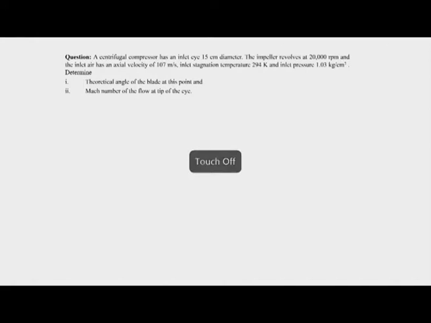So we are given D1, which is 15 centimeter. Then the impeller revolves at 20,000 RPM, so we are given N as 20,000 RPM, and the inlet air has axial velocity CA1 of 107 meter per second. Inlet stagnation temperature is given as 294 Kelvin. Inlet pressure P01 is given as 1.03 kg per centimeter square.